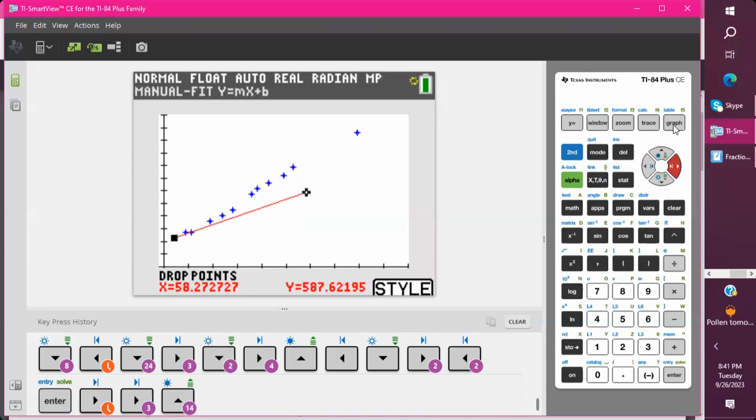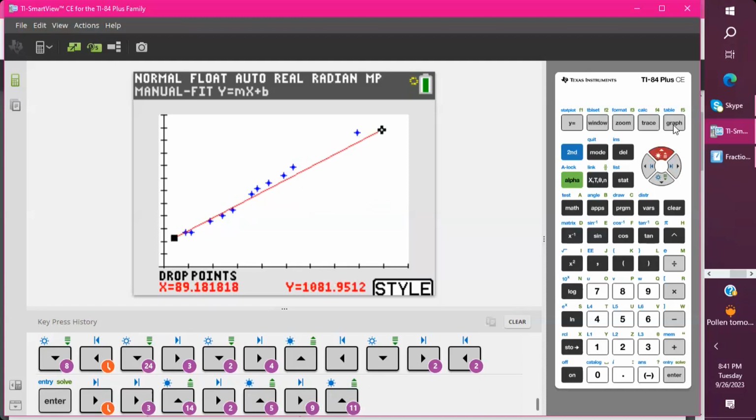I'm going to try to do what so many of my students do when we're starting this. If we're doing line of fit, they say, well, my line of fit has to go through my first point and my last point.